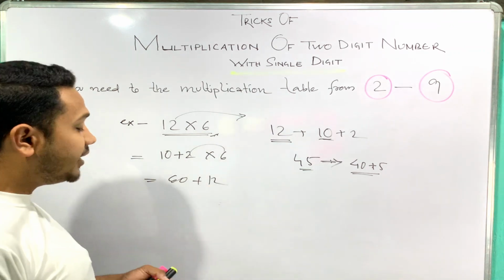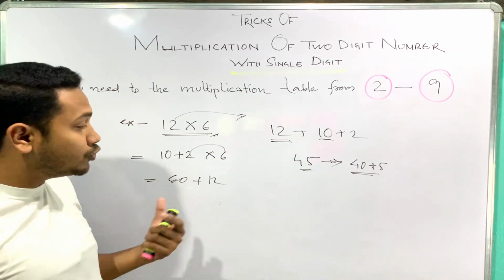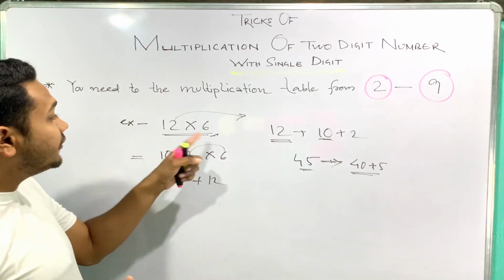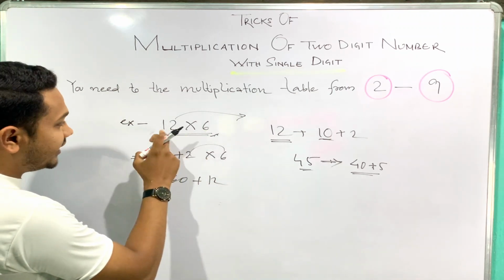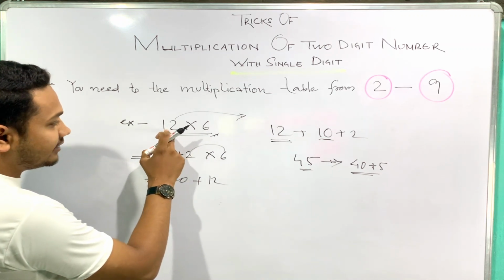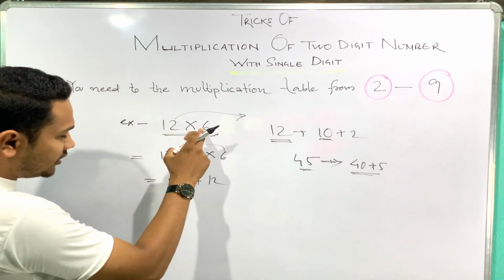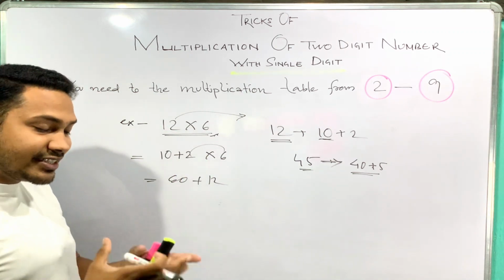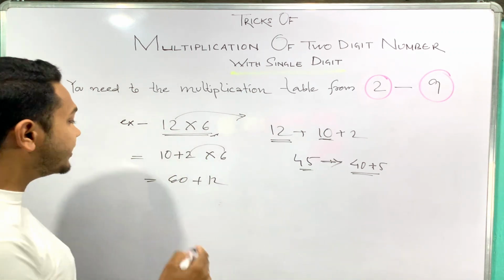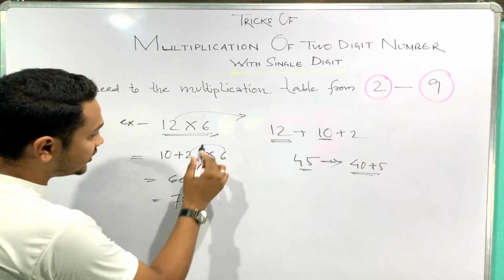So this thing should not be in a pen and paper format. This thing should be in your mind: 12 into 6 is how much? First of all you need to multiply this 6 with 1. So here 1 means what? 10. Then 2, right? 10 plus 2. So 6 tens are 60 and 6 twos are 12. So 60 plus 12, how much are we getting? 72. This concept you need to understand.